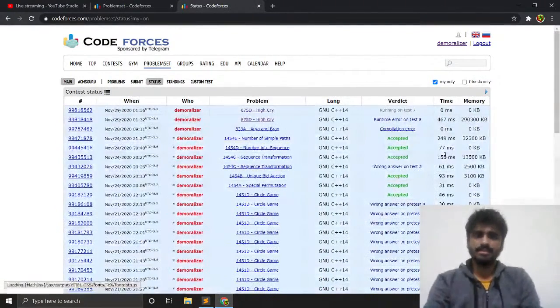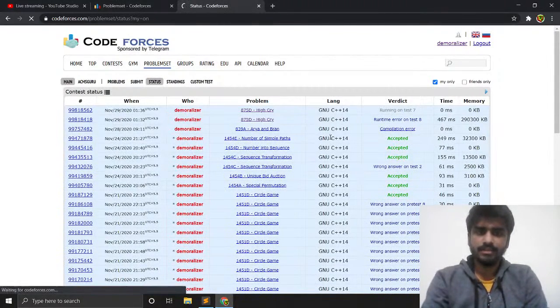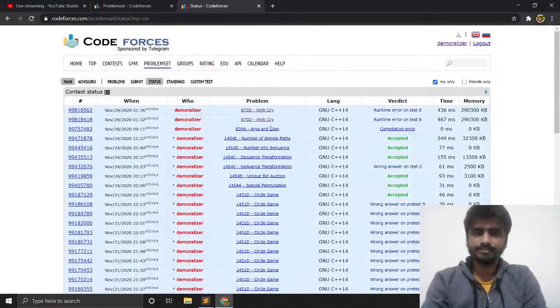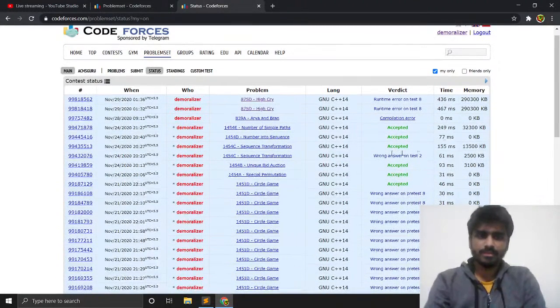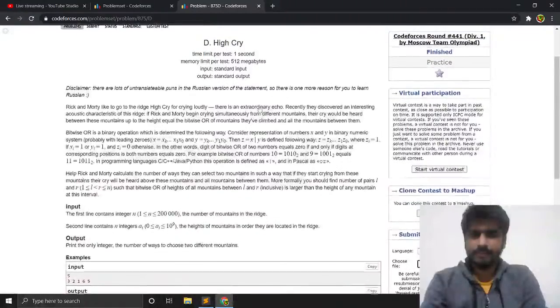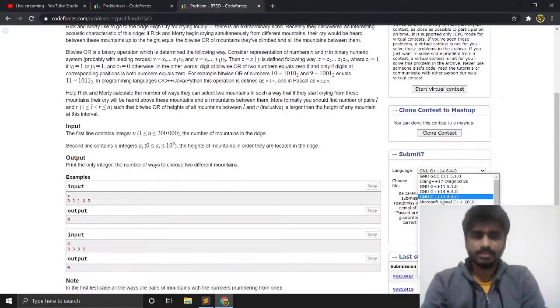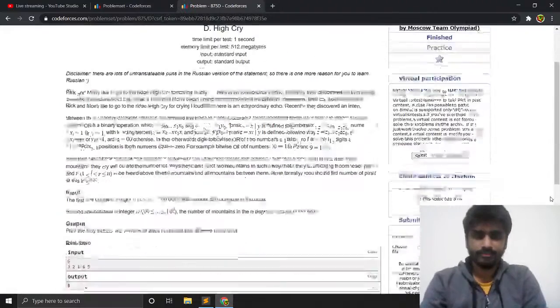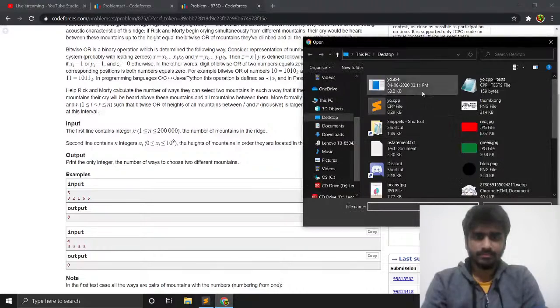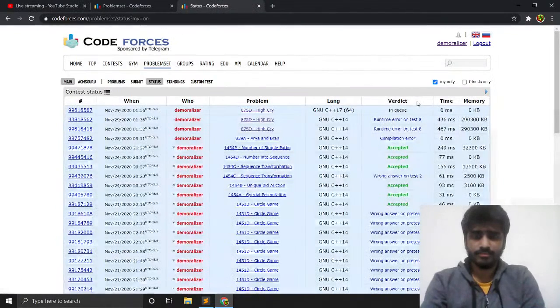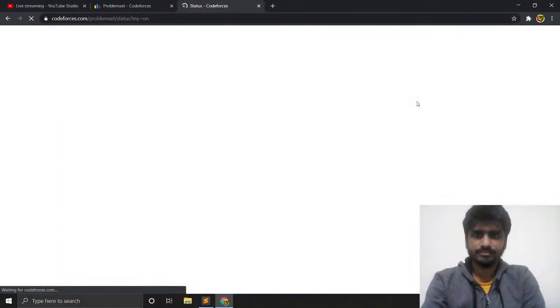Yeah, I think the verdict didn't change because if it had changed, it would have been faster. So I don't think I used a lot of memory. It's just 290 MB, and we are allowed 500 MBs, right? Let me just try to submit it in the 64-bit compiler. Sometimes that fixes things.